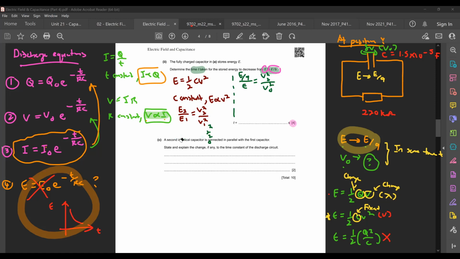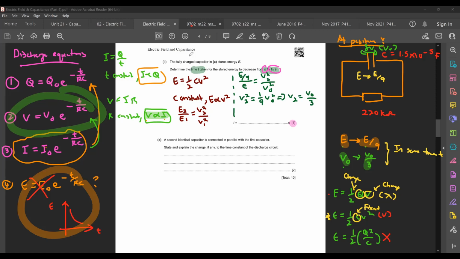From here, you ought to be able to work out some sort of relation. Your V2 square is actually 1 over 9 of V0 square, which in turn tells you that V2 is actually V0 over 3. So now you know that when your energy was decreasing from E to E over 9, your voltage is actually decreasing from V0 to V0 over 3. So this one you already know how the voltage changes. From there, you can use this equation straight to find out what is your time t.